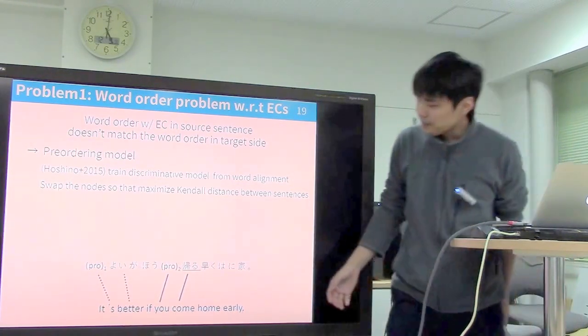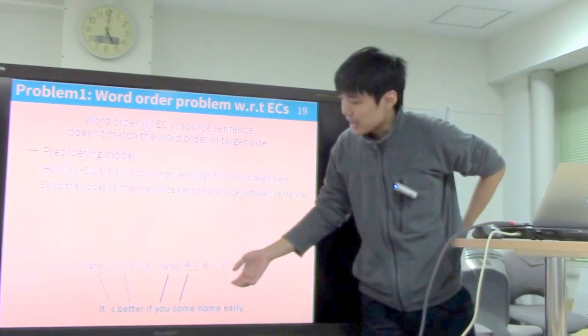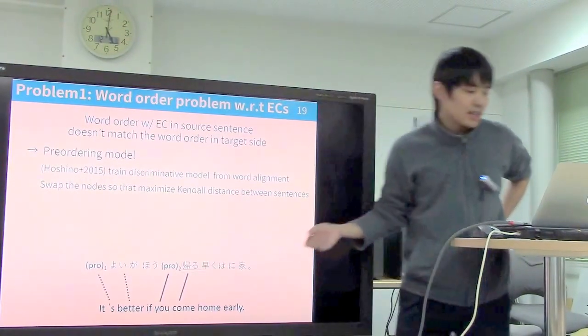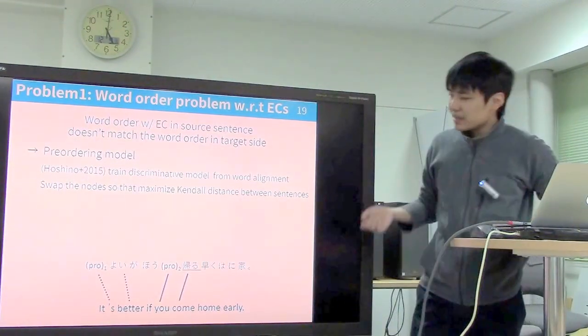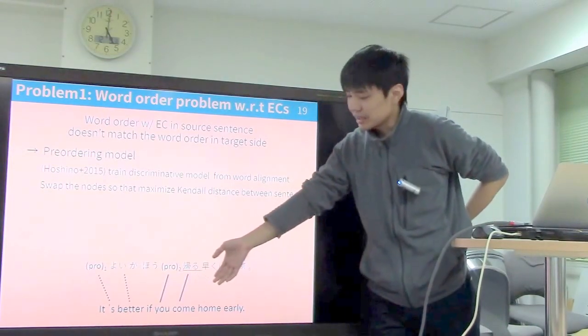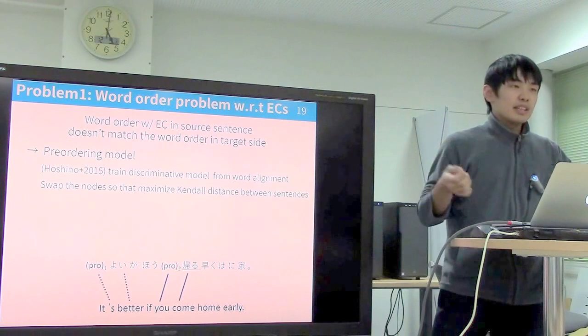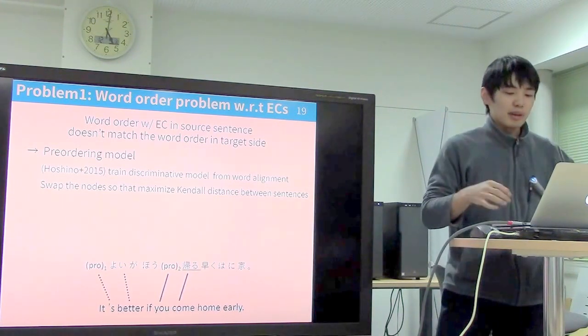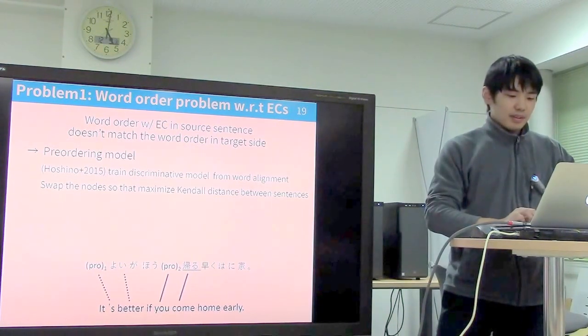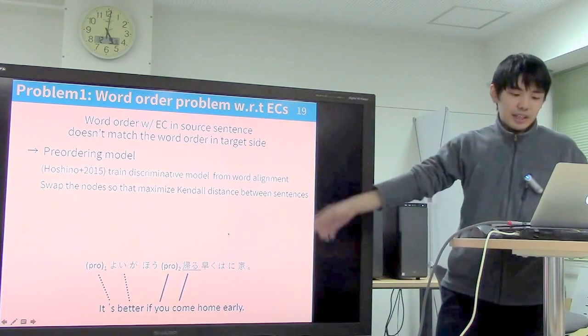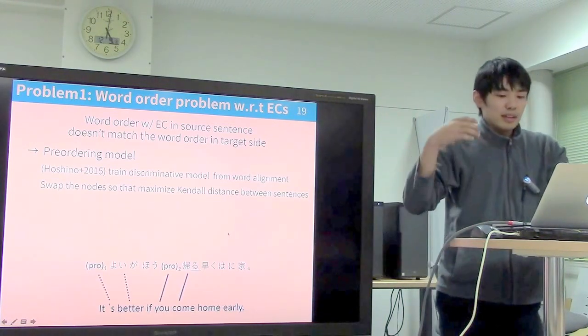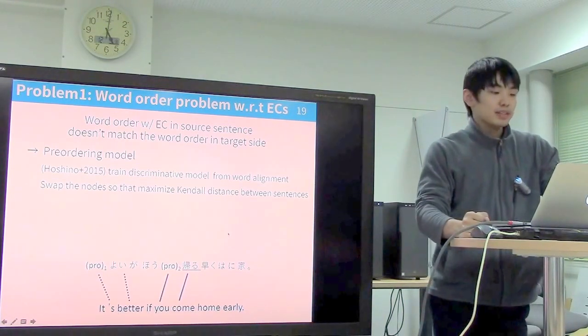So after classification, after the decision, we can obtain a result like this, which alleviates the complex word order problem. So by using this, we alleviate the different order problem of empty categories like this.